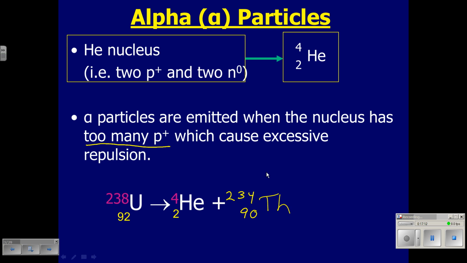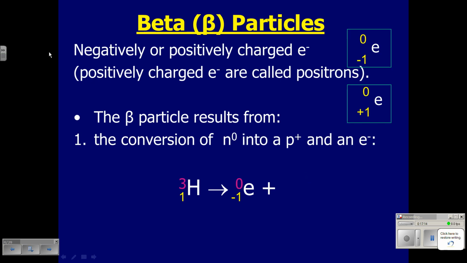Let's take a look at beta. All right. So beta particles. Beta particles are negatively or positively charged electrons. And yes, you heard me right. This is probably the first time you heard of this. Positively charged electrons. The positively charged electrons are called positrons, and I'll talk a little bit about positrons in a moment. So here we have a symbol representing an electron.